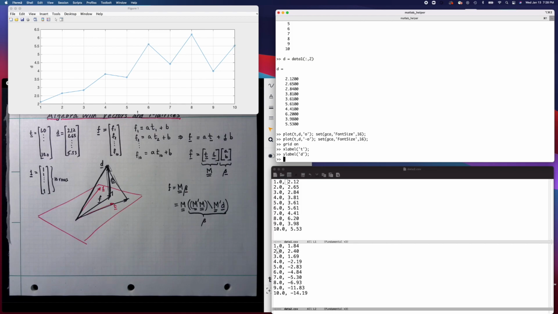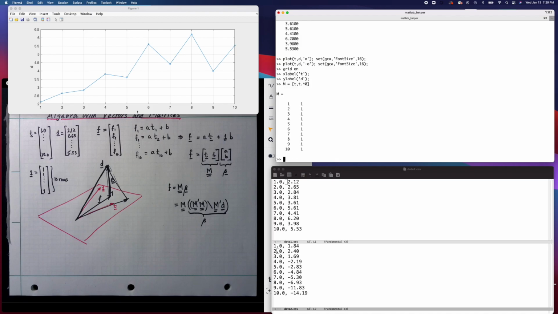So the first thing we need is to compute M. So construct M. The first column of M is T, and the second one is a column of ones. We can do it this way: ones of length of T, comma 1. This will generate a vector of ones, but this is not a nice way to do it. A better way, which I like better, is T.^1, T.^0. So we have t to the power 1 as the first column and t to the power 0 in the second column. Anything raised to the 0th power gives us 1s. So we'll have the matrix we want. This is the M matrix, and this matrix is often called the design matrix.